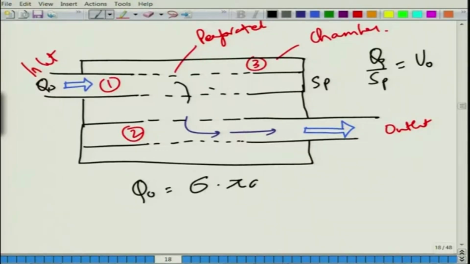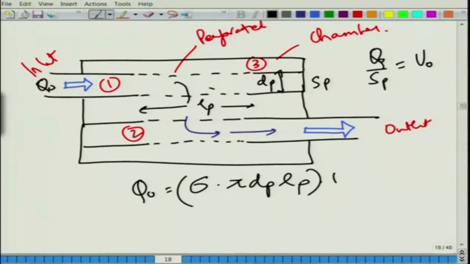Sigma into pi d, let us say dp is the diameter, into lp, where lp is the length, this length. So this is your curved area, into the porosity, that will give you the effective area or the net area of the total number of holes. So sigma into this, if you multiply this entire thing by u dash, and equate it to u naught, we know the diameter dp, so one can figure out easily the u dash, the velocity coming out through each of the holes.